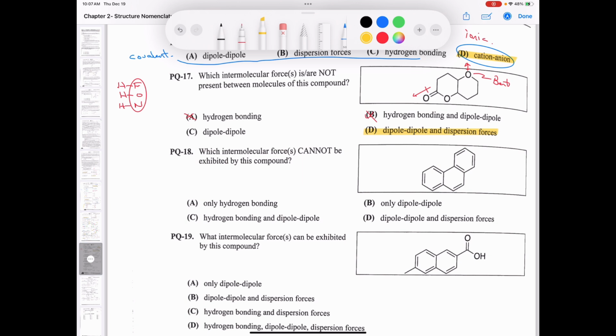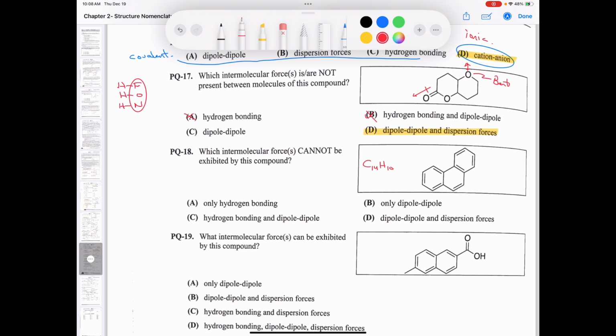The next one is 18. Which intermolecular forces cannot be exhibited by this compound? Well, this compound is called phenanthrene. You might have seen it in your organic chemistry class. It's got a formula that is C14H10. So if I just scribble it down here, this is phenanthrene, C14H10. And phenanthrene is a hydrocarbon, right?